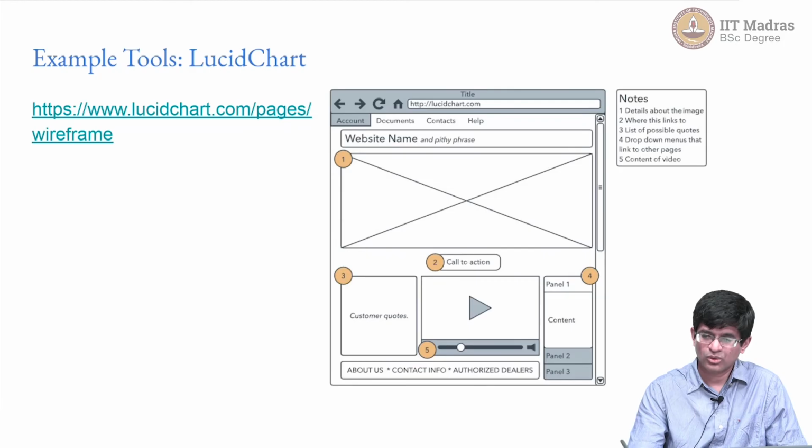And normally what you would want to do is you actually annotate it, right? You start out by saying, okay, I put a one over here and say, okay, this, what kind of image is this going to be? What is this call to action? Where does this link to, right?